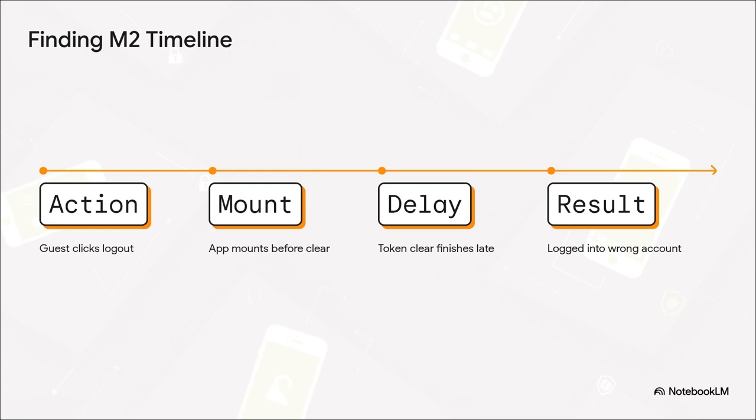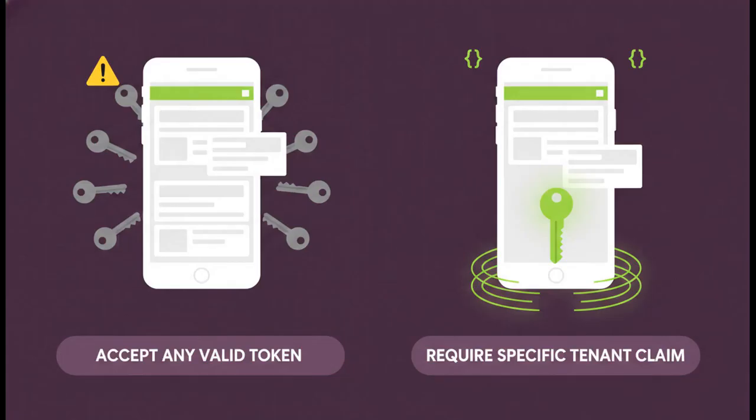The fix? Literally one single keyword. Just await the clear before mounting. Wild, right? And then there's Finding M7. So this backend actually hosts multiple different apps, meaning it's multi-tenant.